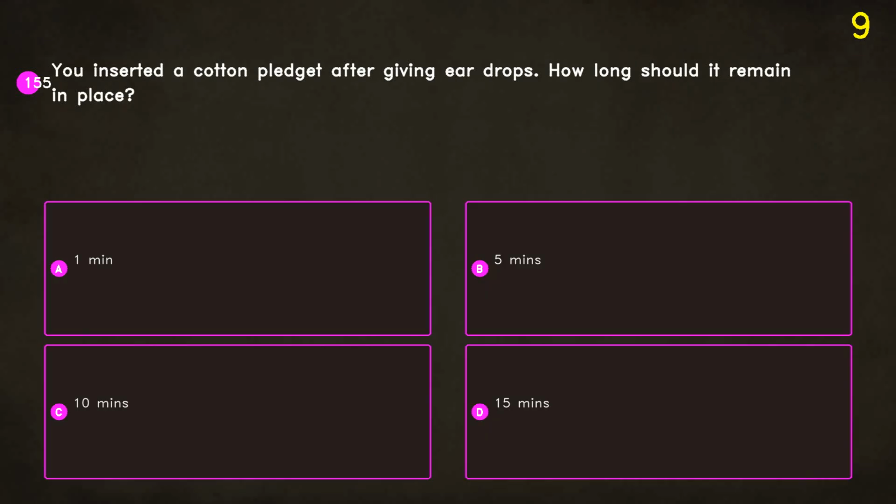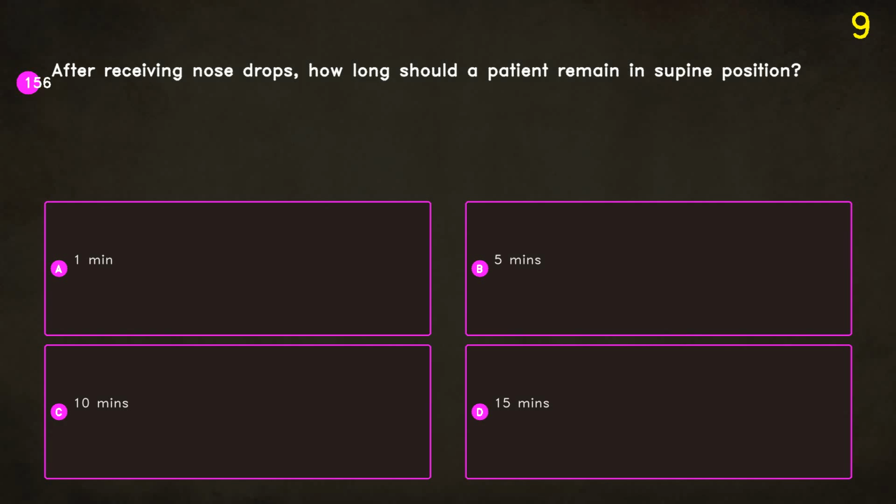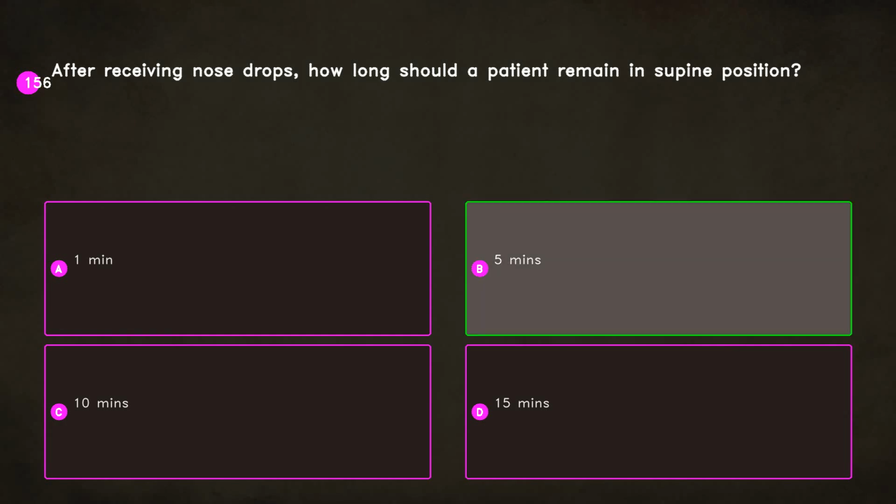Question 155. You inserted a cotton pledget after giving ear drops. How long should it remain in place? A. 1 minute B. 5 minutes C. 10 minutes D. 15 minutes. The correct answer is 15 minutes. Question 156. After receiving nose drops, how long should a patient remain in supine position? A. 1 minute B. 5 minutes C. 10 minutes D. 15 minutes. The correct answer is 5 minutes.